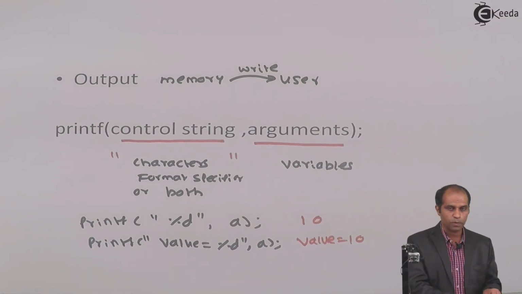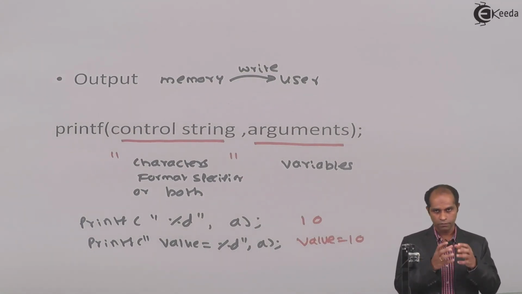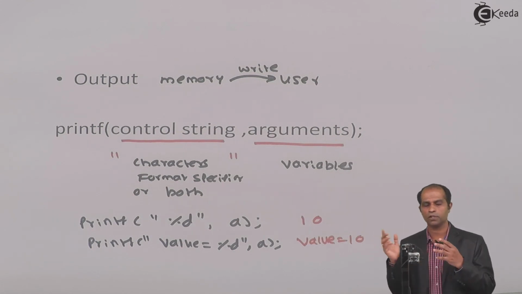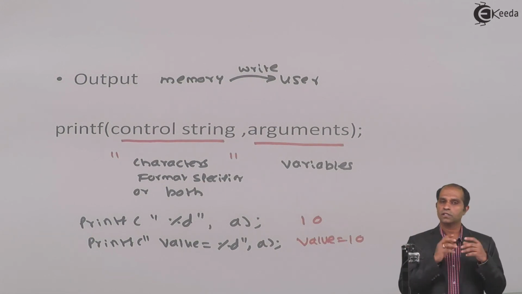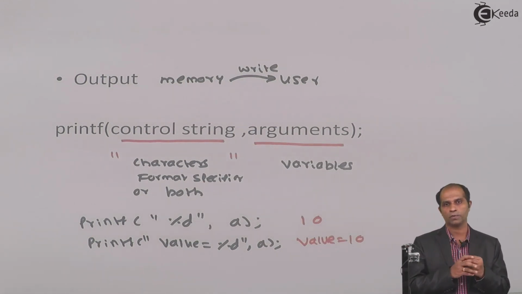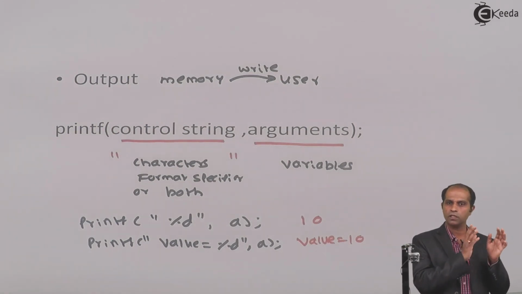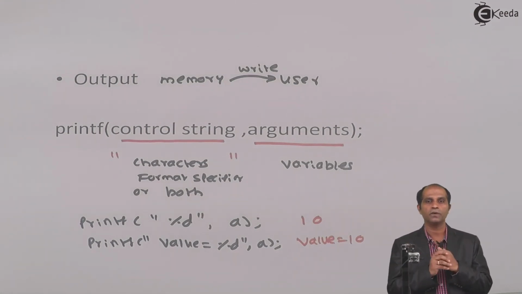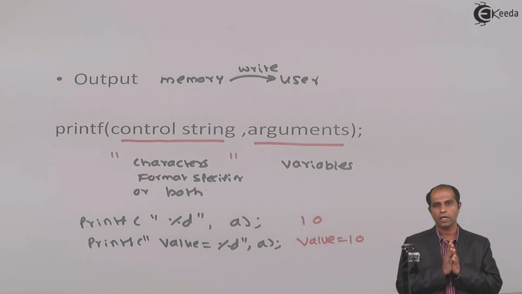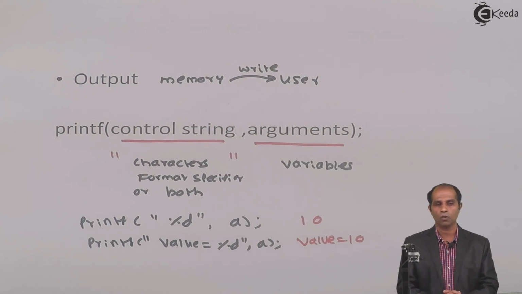Now if you make a comparison of printf with scanf, you'll find a lot of differences apart from just operation. Scanf reads values, printf displays values. Scanf has got control string, printf also has control string. Scanf control string is purely format specifiers, whereas printf control string is format specifiers, characters, or even both. Arguments in scanf are purely variables preceded by ampersand. Arguments in printf are again variables without any ampersand symbol. So we'll have scanf for read operation and printf for output operations.